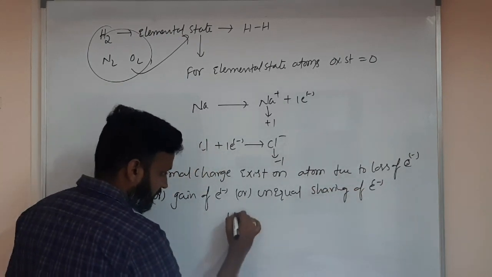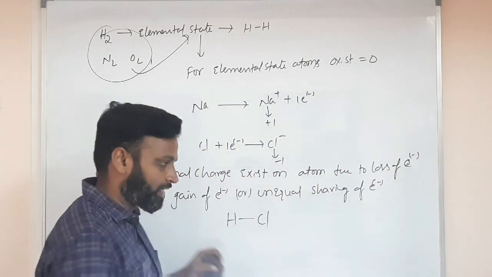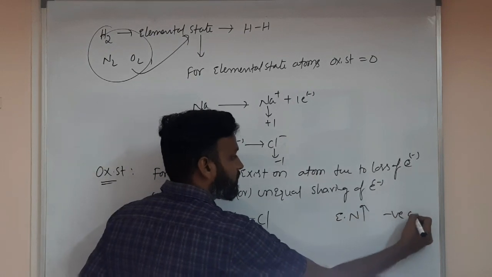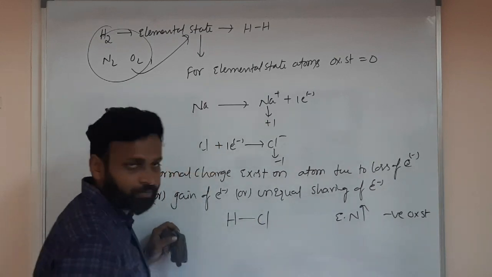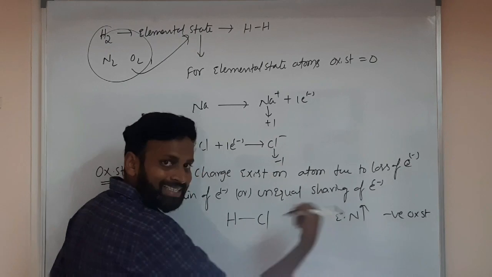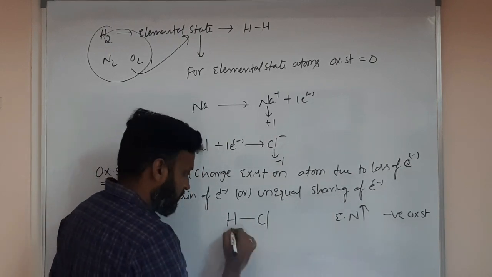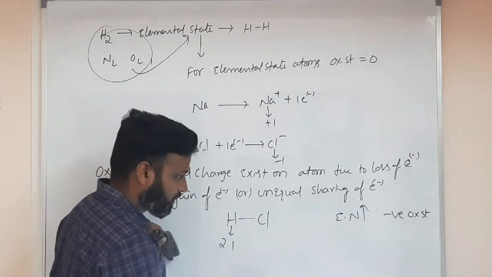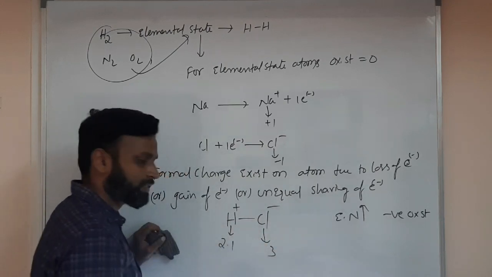So as I said, in HCl, who is more electronegative? Among the atoms which are in bonding, the more electronegative atom gets the negative charge and the less electronegative atom gets the positive charge. Understood? The electronegativity value of hydrogen is 2.1 and of chlorine is 3. So chlorine is minus, hydrogen plus.